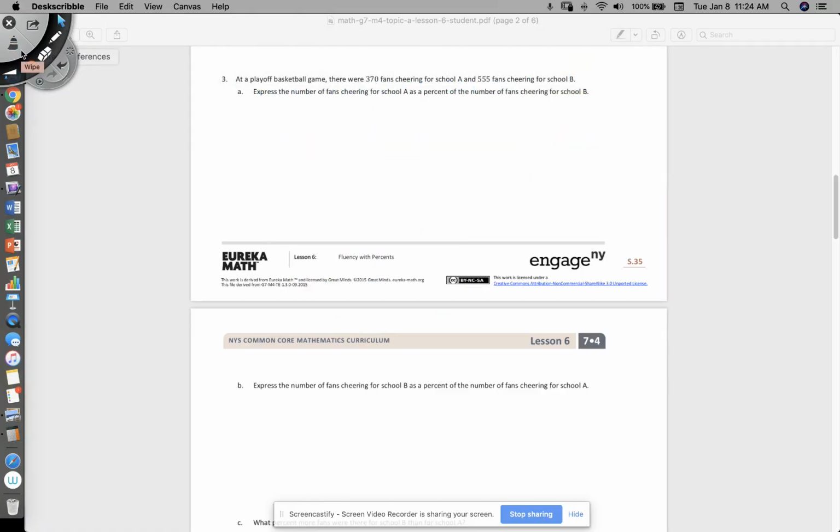Okay, so we're on number 3 now. At a playoff basketball game, there were 370 fans cheering for school A and 555 fans cheering for school B. Express the number of fans cheering for school A as a percent of the number cheering for school B. So let's set this up as our proportional relationship: is over of equals percent over 100. Now it's asking me what is the percent, so I know that's going to be my x. School A has 370 people cheering. School B has 555 people cheering.